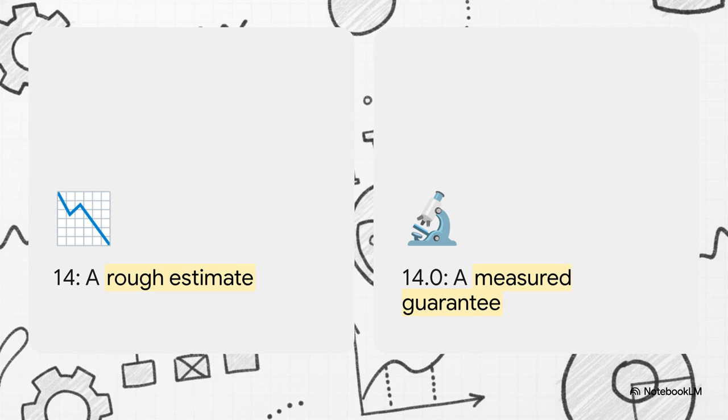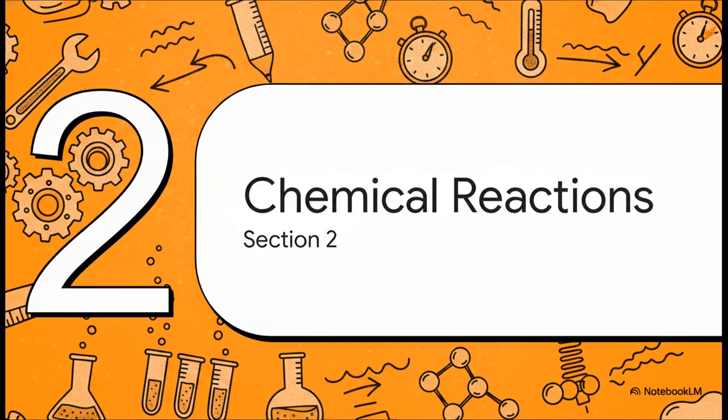But 14.0? That trailing zero is incredibly significant. It is a measured guarantee that the value is precisely 14 point something. It makes it 10 times more precise. In a high-pressure reactor, that specific level of precision could literally be the difference between a smooth operation and a complete catastrophic plant shutdown. Moving right along to Section 2, decoding chemical reactions.